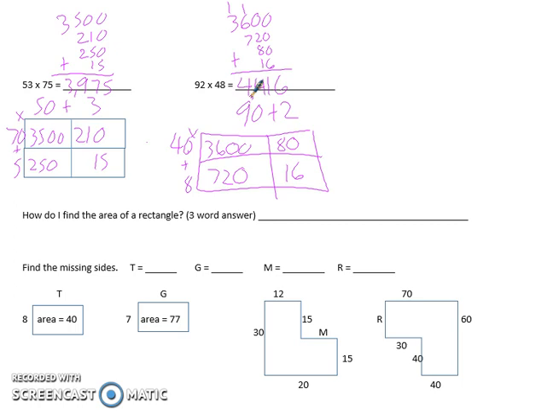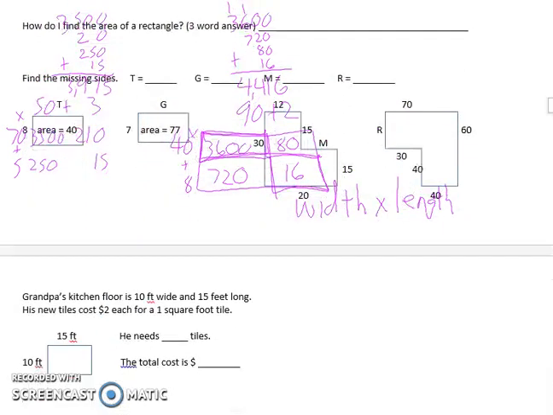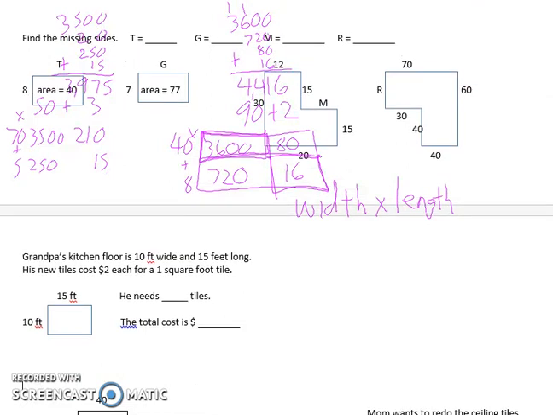How do I find the answer? How do I find the area of a rectangle? 3-word answer. Over and over. This is going to work on almost every single problem that we do on this entire test. Width times length. Even when we were doing this area model right here, that's what we were really doing. When I did this little rectangle, it was 40 by 90. When I did this little rectangle, that side there was 2 and this side was 8. So everything we're doing is width times length. Let me scroll them up. I'm getting ready to find some missing sides.